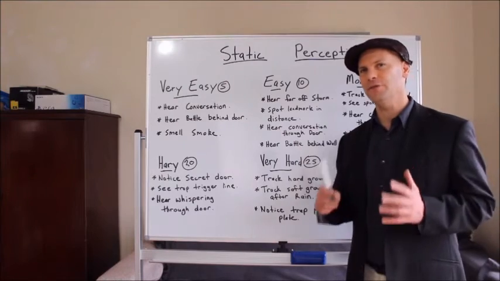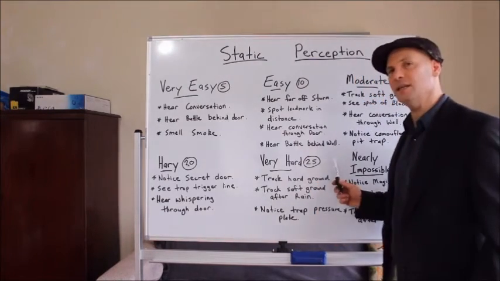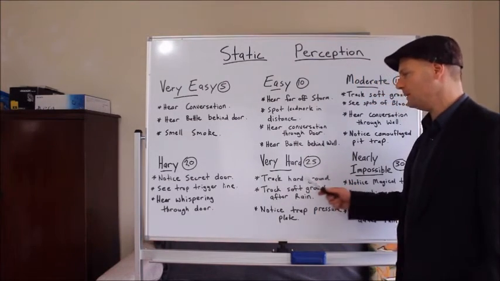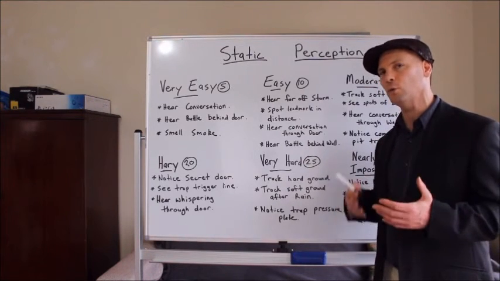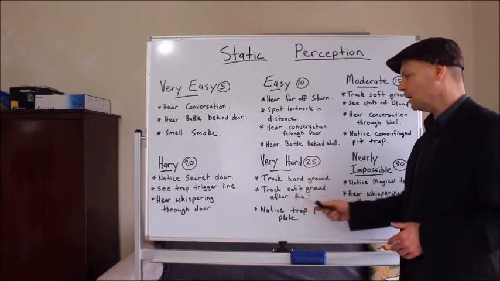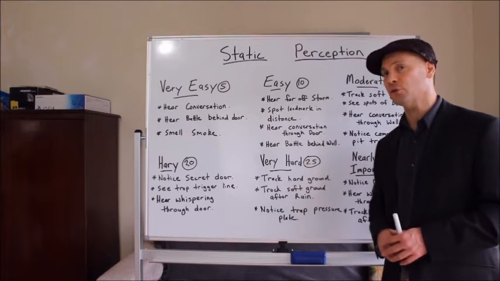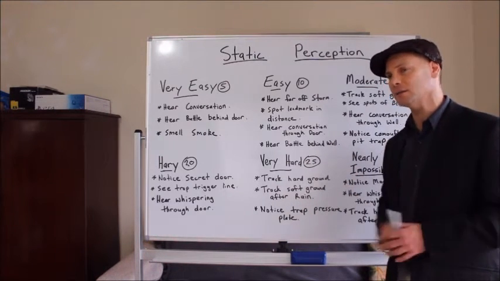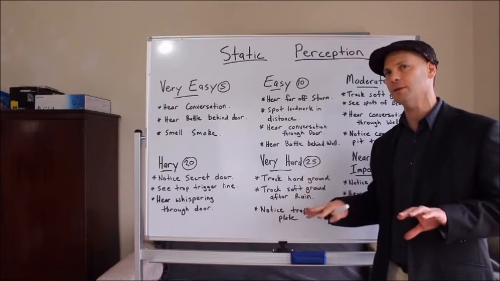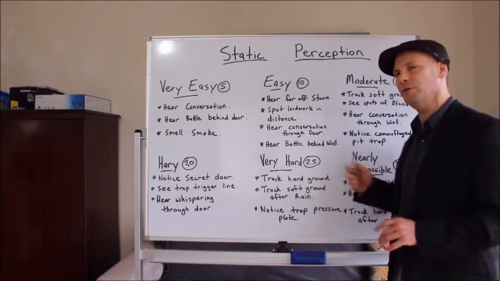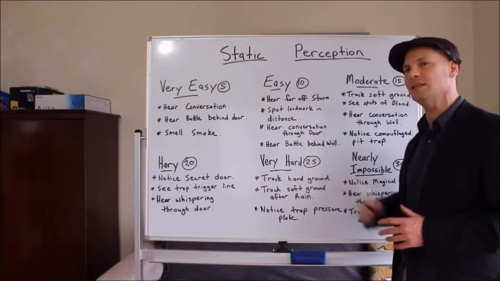Now something that's very hard, that is a DC 25, would be like tracking footprints over hard ground like rock or wood. Tracking somebody over soft ground after it has rained. Noticing a trap pressure plate on the ground would be very hard to spot. So a DC 25.